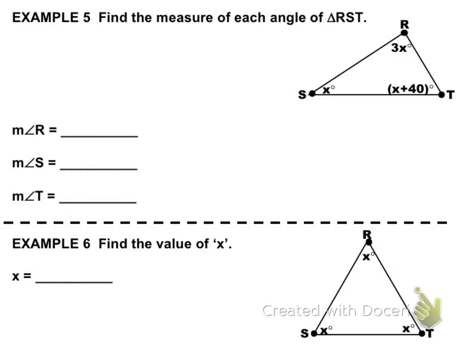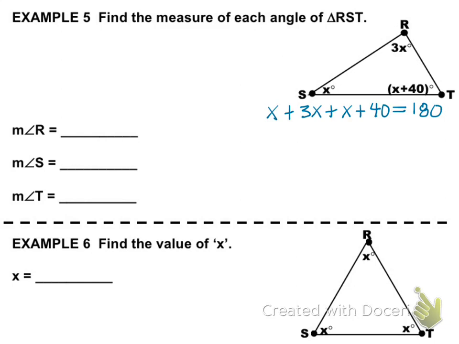All right, in example 5, it says to find the measure of each angle in triangle RST. We have three different expressions: x, 3x, and x plus 40. All we know about this triangle, we don't know what type of triangle it is, but we do know that in any triangle, if we add up the three angles, it'll always equal 180 degrees. So we can make an equation to represent that. We can say that x plus 3x plus x plus 40 equals 180 degrees.